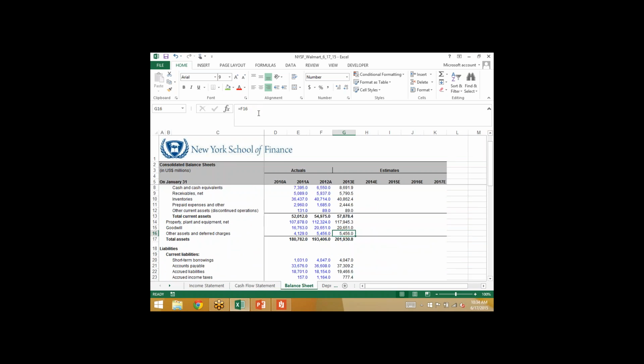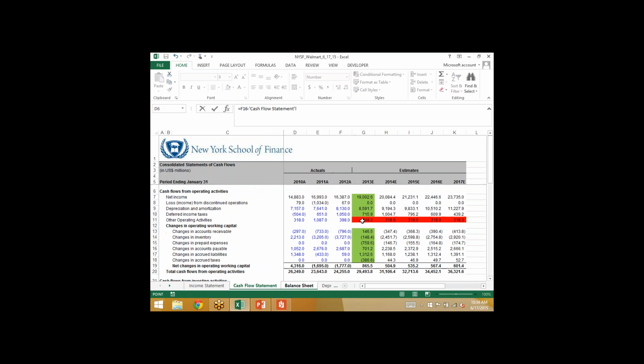So if you recall, these other assets, we just kind of left it 0, just equal to the year before, would be equal to the year before minus cash flow statement, other operating activities.